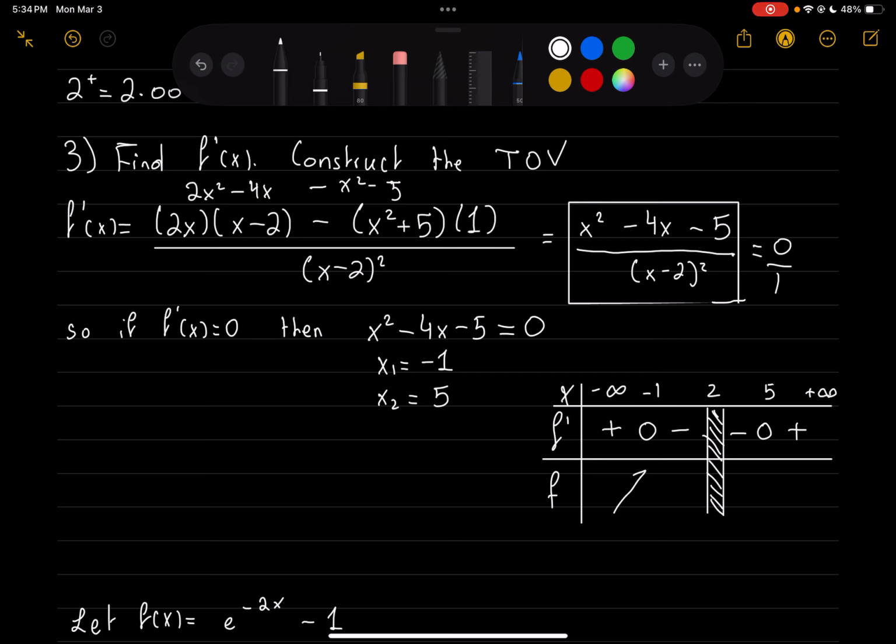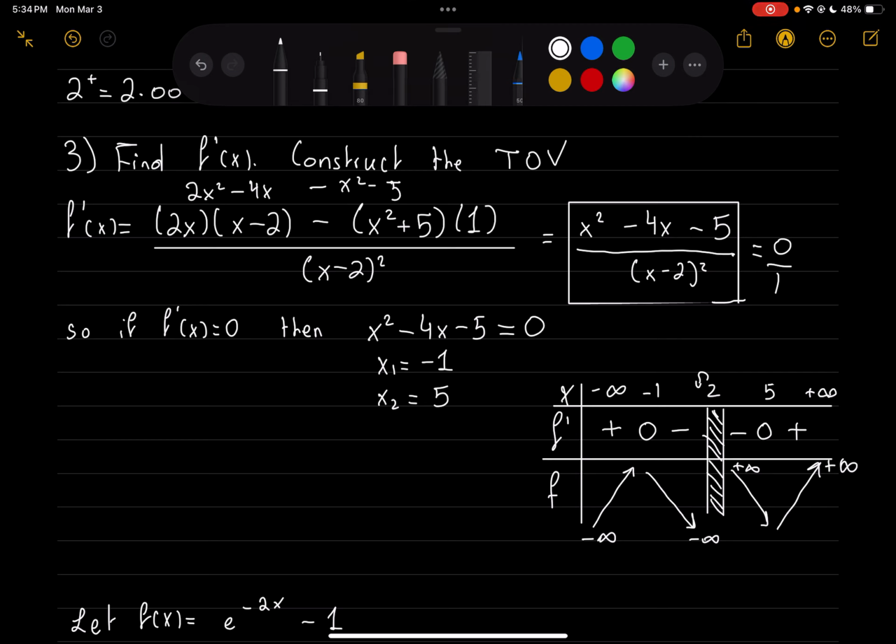Now f is going to be very easy. When it's plus, it's going up. When it's minus, it's going to go down. When it's positive, it's going to go up. Once you finish your table of variation, you need to fill in the numbers. First, you have to fill in the limits. The limit at negative infinity was negative infinity, and the limit at positive infinity was positive infinity. The limit at 2 minus was negative infinity, and the limit at 2 plus was positive infinity.